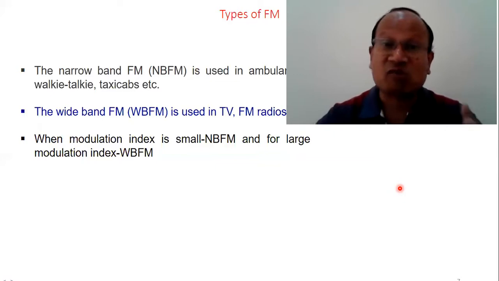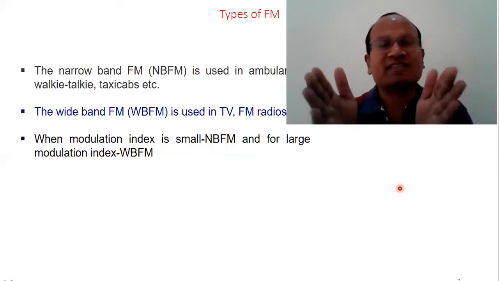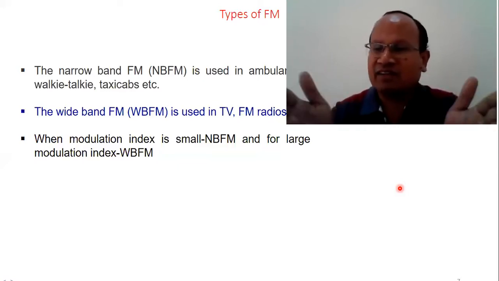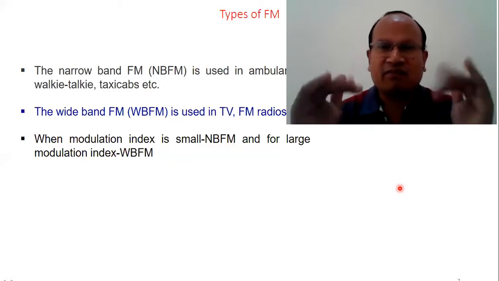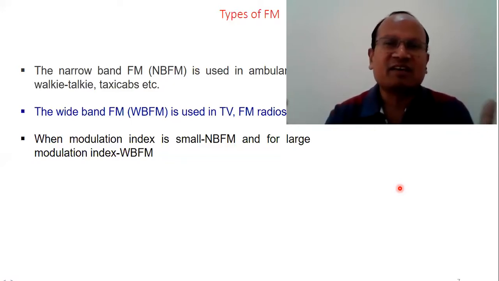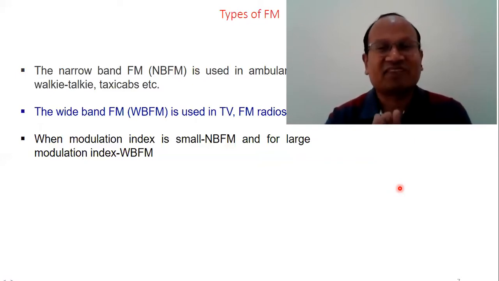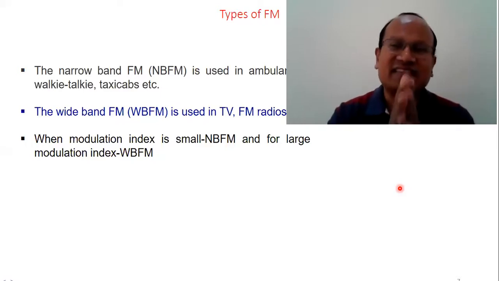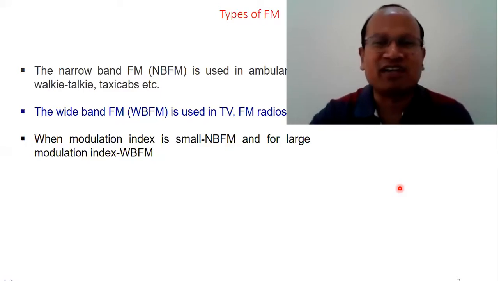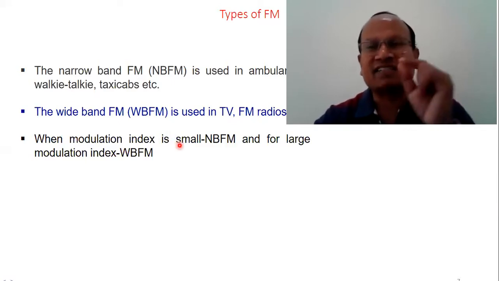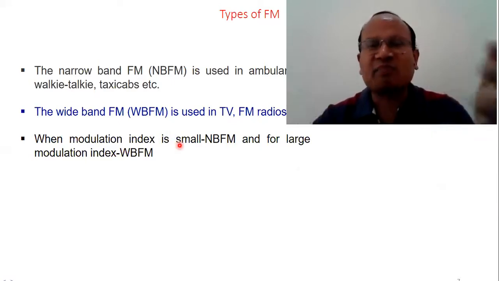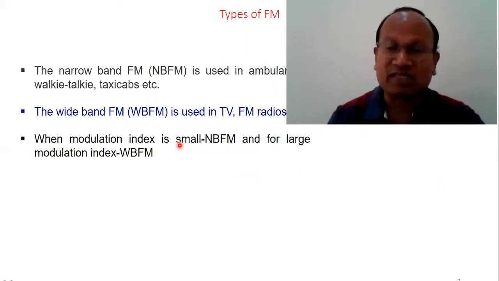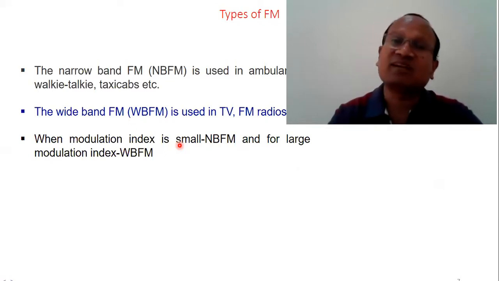As its name suggests, narrowband means the bandwidth is narrow. We have also seen that in amplitude modulation, the bandwidth is not correlated with the modulation index, but here it is. The more the modulation index, the more the bandwidth. It clearly means that in narrowband frequency modulation, the modulation index is small, whereas in wideband frequency modulation, WBFM, it's large. It is of course greater than 1, and much larger than 1.